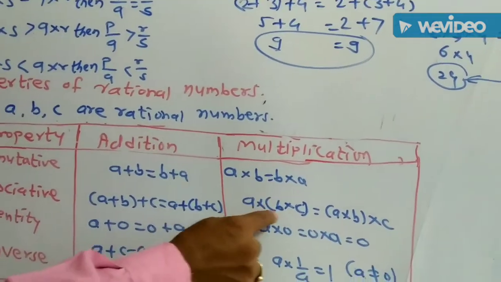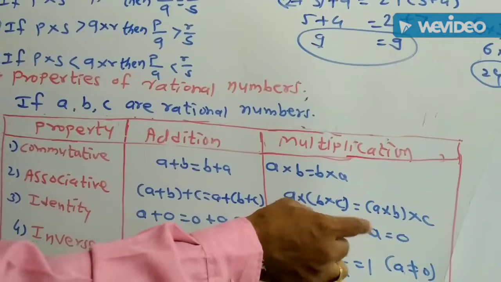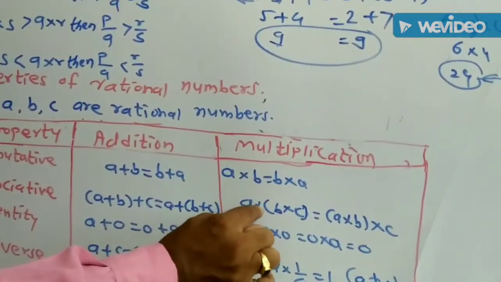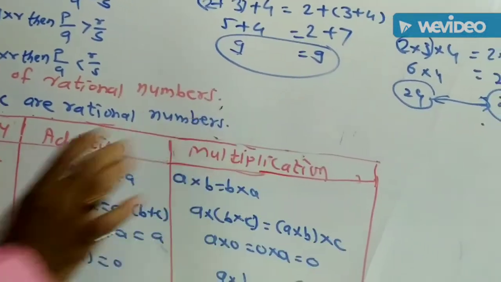That is, the product of three rational numbers in any way or any order is always the same: a into b into c, or a into b into c.